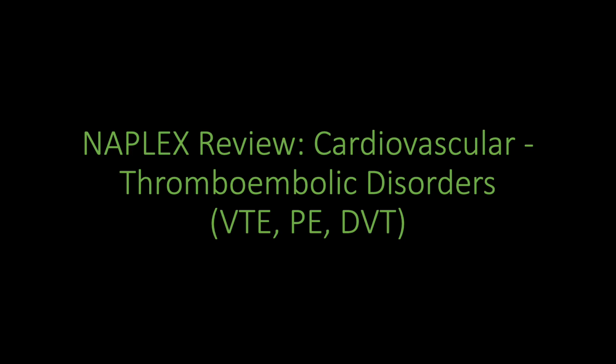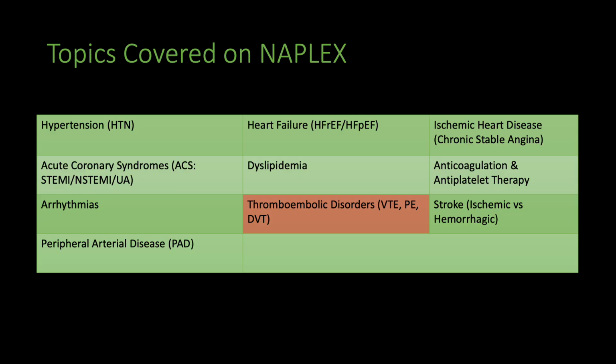I will be talking about thromboembolic disorders. These are things like the VTE, PE, and DVT. What is VTE? VTE is essentially venous thromboembolism. It's an umbrella term for disorders like the pulmonary embolism or PE and the deep vein thrombosis, DVT. So we'll look at the differences between these two.